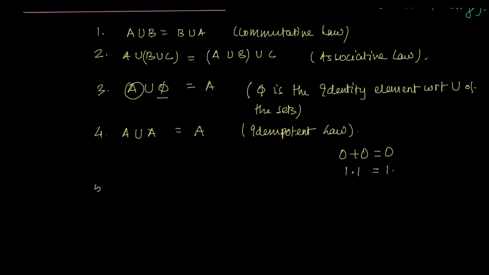Fine. Now we come to the next. So what is the universal set when a universal set union A, right? What happens? It will give you U. No? This is called the law of U, the universal set, right? It's called law of U. Okay.